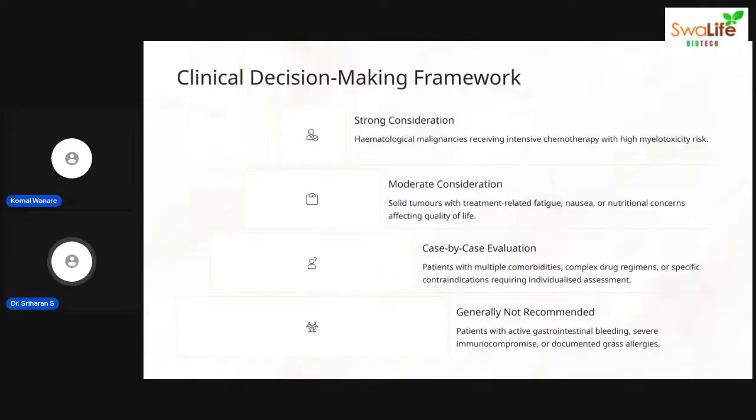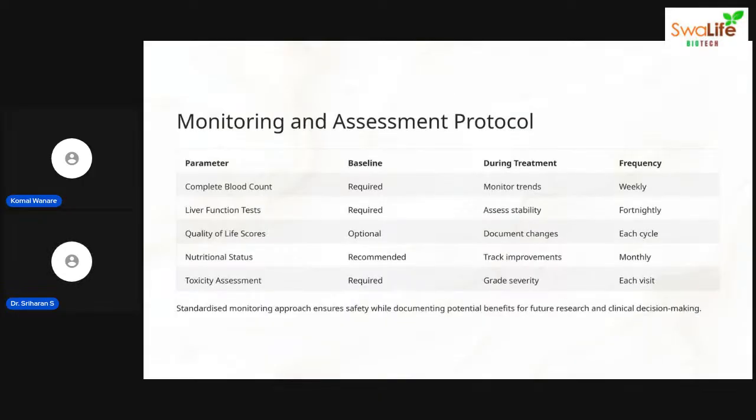Case-by-case evaluation means some patients have experienced allergy to it, and some patients have contraindications, such as gluten contraindication. So we give case-by-case evaluation when prescribing wheatgrass. It is generally not recommended when the patient has a low GI level or severe mucositis. For that kind of patient, it is generally not recommended. So this is the clinical decision framework. Next, the monitoring and assessment protocol.